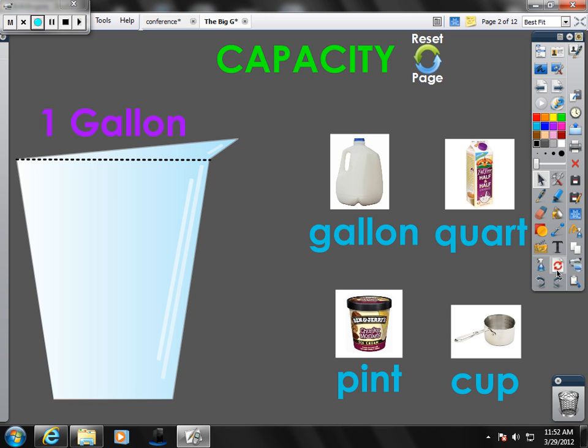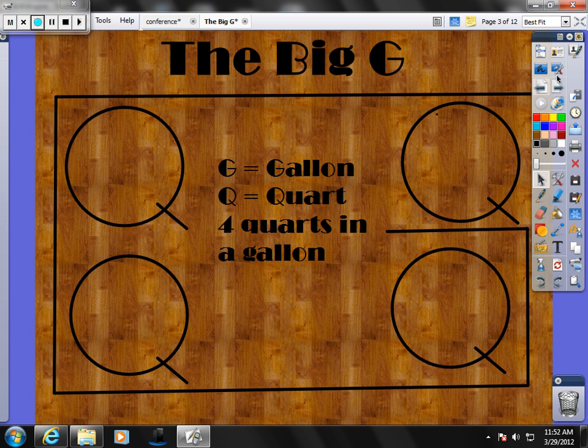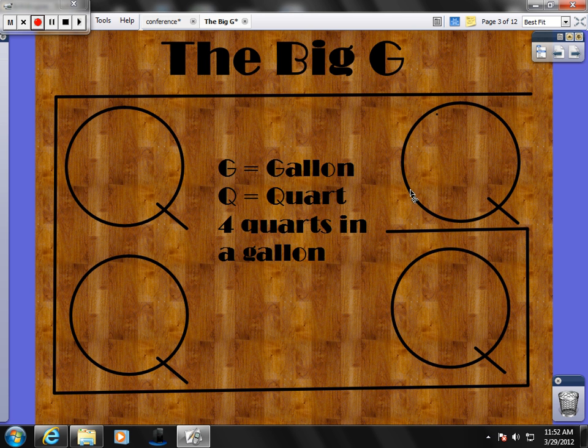Now you're probably asking yourself, hey Mr. Lowe, is there an easier way to understand these standard units of capacity? Because right now we're only talking about standard units, which are gallon, quarts, pints, and cups. There is. We introduce the big G. The big G is the big gallon guy. So on your piece of paper, I would like you to draw me a nice large letter G, very similar to what we have here. And inside your letter G, I would like you to make 4 large letter Q's.